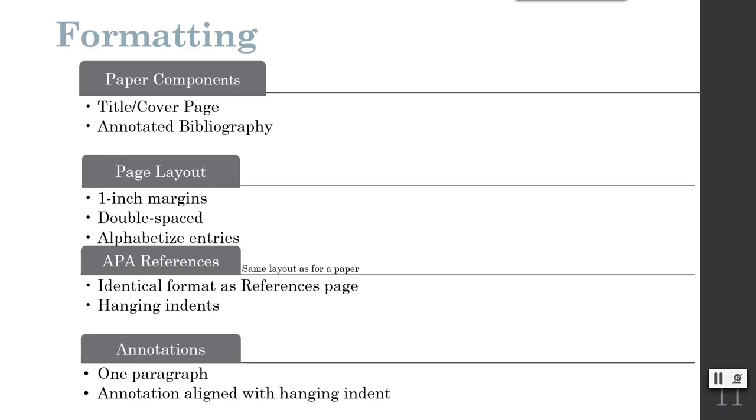The APA references, or the works cited if you're using MLA, will be the same as for a paper or that final page. You'll have the identical format. You'll have the hanging indents. The annotations will be aligned with that hanging indent from your citation, that 0.5 inch indent. And the annotations will be one paragraph comprising 4 to 8 sentences.